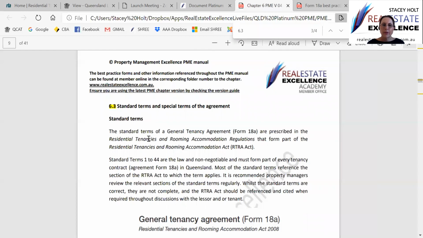So no matter who you are, whether you're in Cape York, Cairns, a private landlord, you and me, Coolangatta, it doesn't matter in Queensland. We know that the Form 18 tenancy contract must have the standard terms in them, and the standard terms are 1 to 44. So the standard terms, no matter who you are, private lessor or you or me, it doesn't matter. The standard terms of a tenancy agreement are prescribed in the regulations of the RTRA Act.